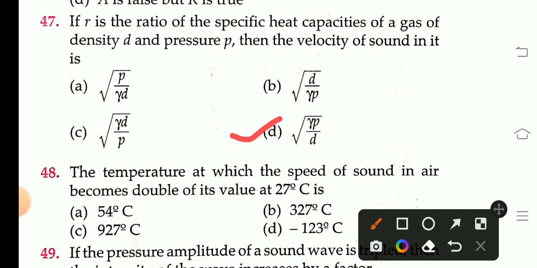Next, the temperature at which the speed of sound in air becomes double of its value at 27 degrees Celsius is. Right answer will be option C. 927 degrees Celsius.